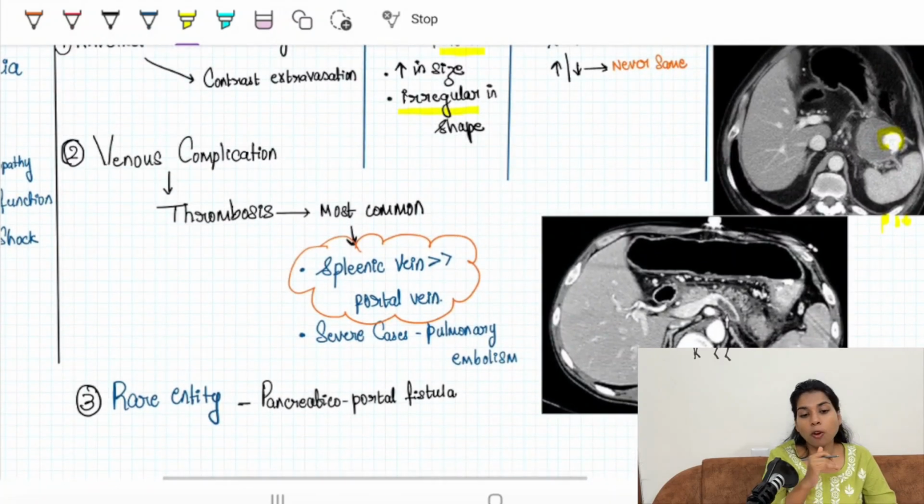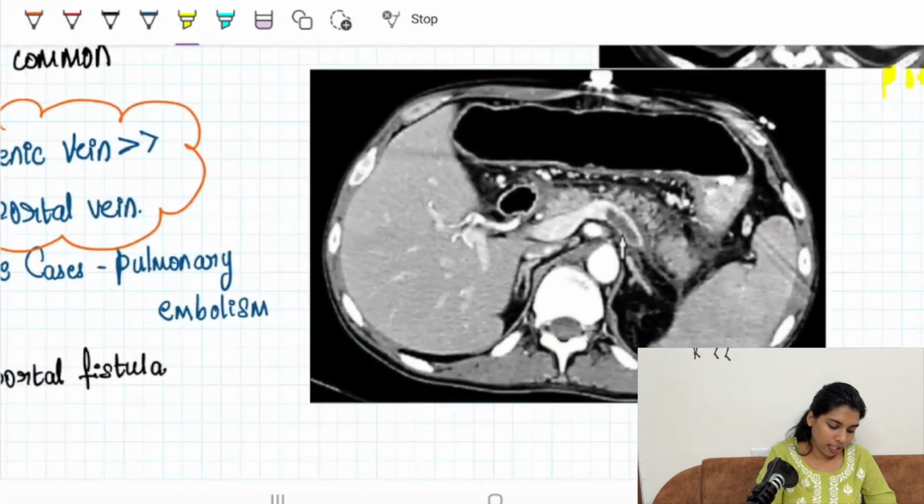Now we'll go to the venous complications. The most common venous complication is venous thrombosis. It is most commonly seen in the splenic vein, more than the portal vein, more than the superior mesenteric vein. However, in extensive severe pancreatitis, you can even have pulmonary embolism. So we'll look at an example.